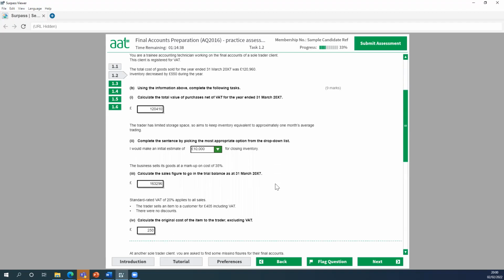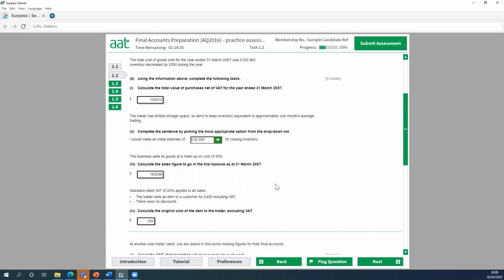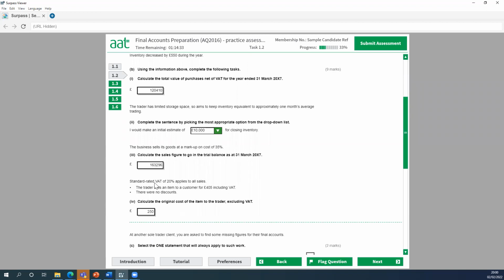Again, this was a little sneaky one, I remember. So this one says sales rated VAT at 20% applies to all sales, okay? So the trader sells an item to a customer for £405, including VAT. There were no discounts, so calculate the original cost of the item to the trader. What I will tell you is that £405 includes VAT, but it also includes the markup on cost. So let me show you what you do.